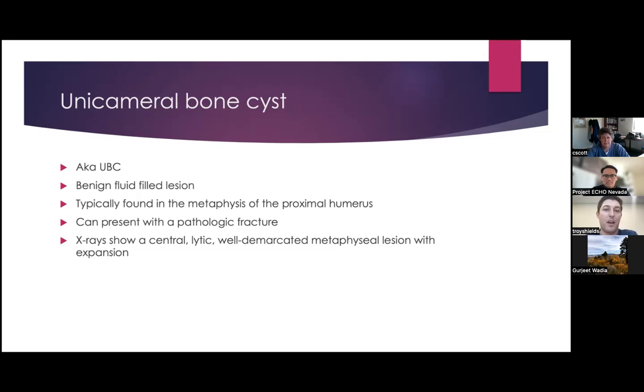The first one we will go over is unicameral bone cysts, also known as a UBC. It's a benign fluid-filled lesion. It's typically found in the metaphysis, mostly proximal humerus. A lot of times kids never feel it. Again, they'll find it with an injury, or it'll present with a pathologic fracture. The X-rays will show a central lytic lesion. It's well demarcated in the metaphyseal region and has some expansion.